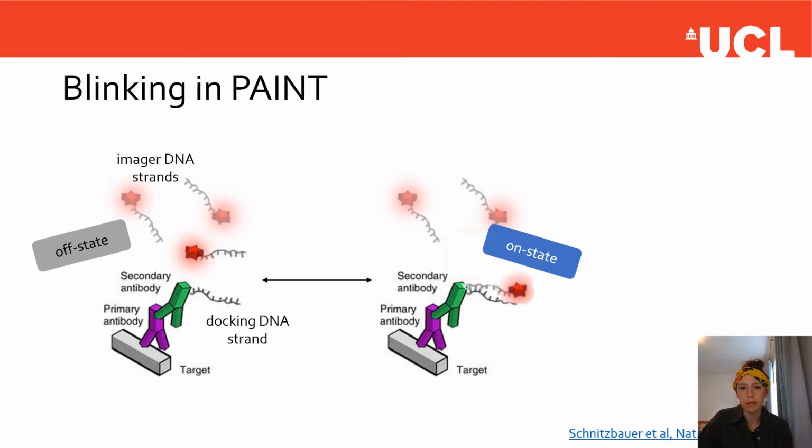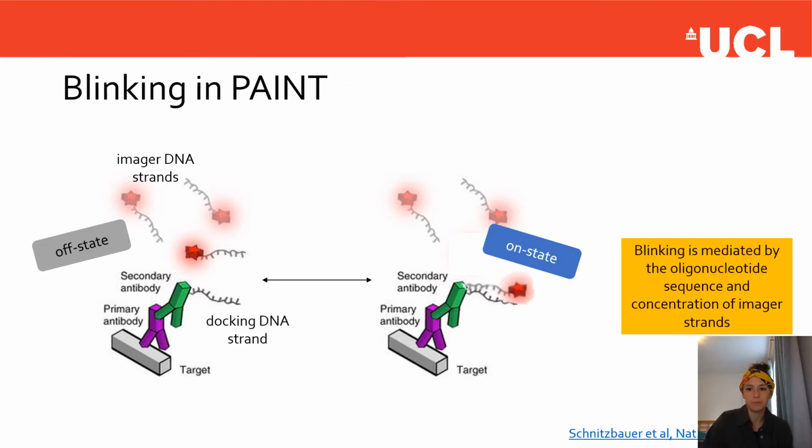And so this happens randomly, right? Every so often you'll have your DNA strand diffusing by, and it'll bind to your docking strand, and then that's your on state. It's emitting fluorescence. After a while, because of the sequence and the base content of your DNA strand, that will unmelt and diffuse away. And you get this on-off of imager DNA strands that are in your imaging solution, transiently binding and unbinding to your target of interest.